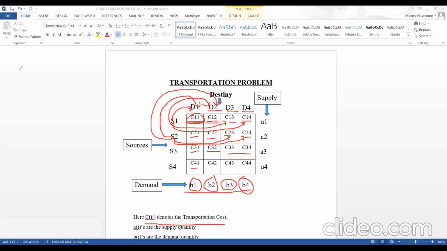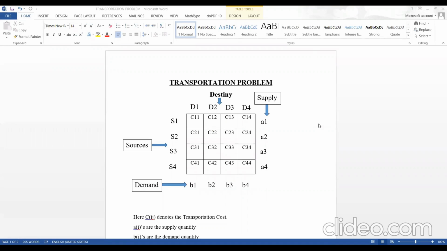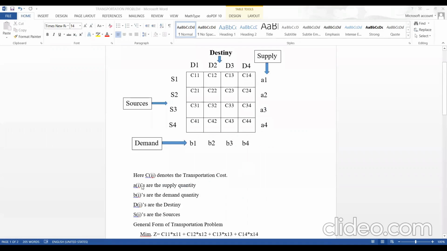If anyone has any doubts, they can ask here. Here I have already mentioned that all Cij denote the transportation cost per unit. The ai are the supply quantities, the bi are nothing but your demand quantities, the Di are the destinations, and the Si are your sources from where you can transport your manufactured goods to different places. This is the general tabular form of a transportation problem.